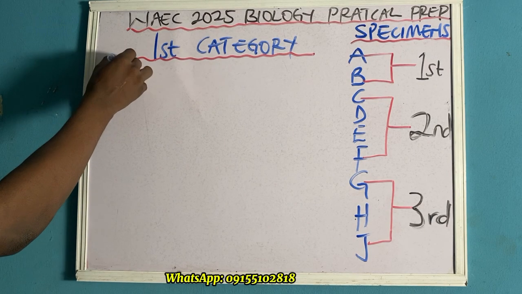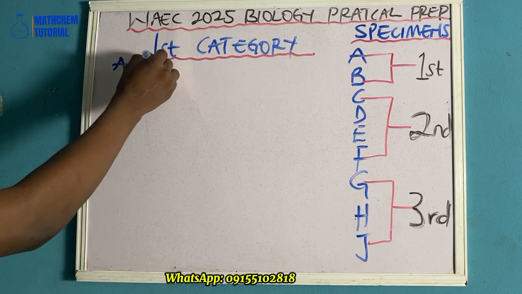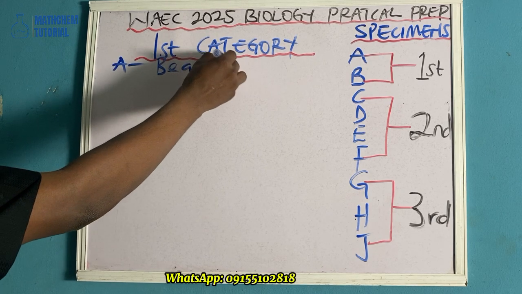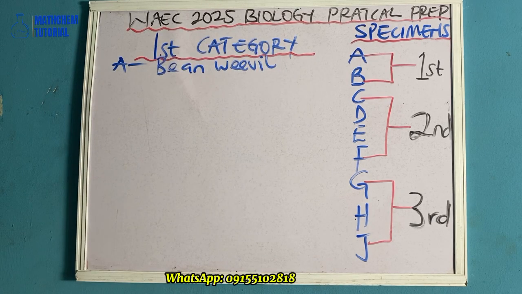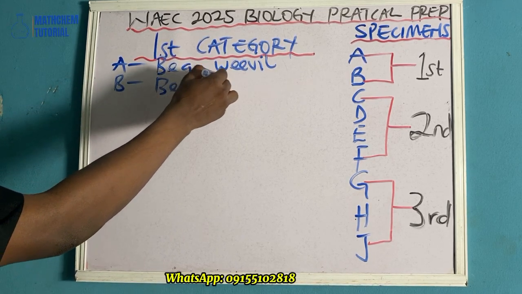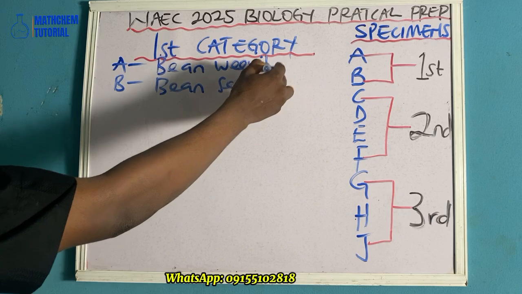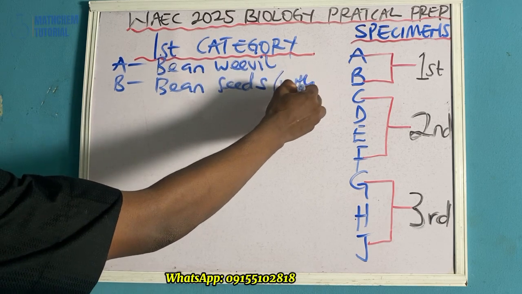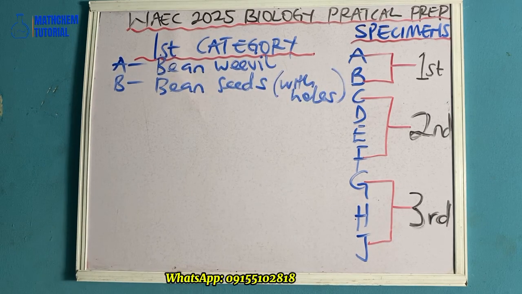So specimen A is bean weevil. That is specimen A, bean weevil. And specimen B is bean seeds, with holes. So that is specimen B.